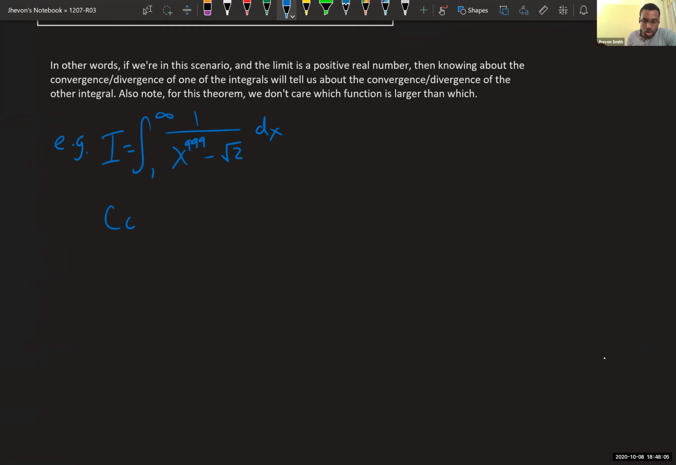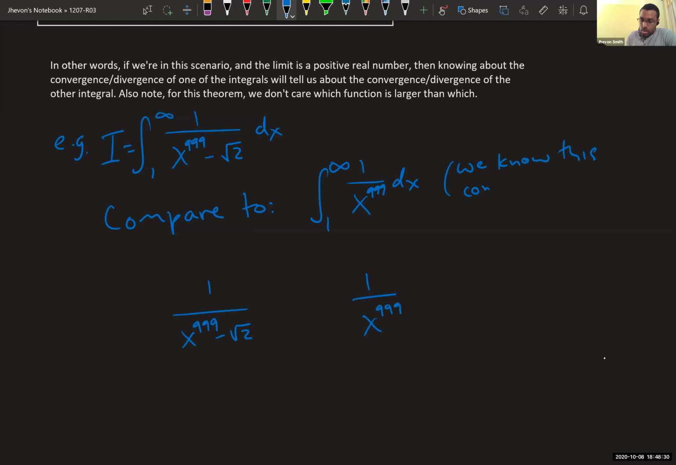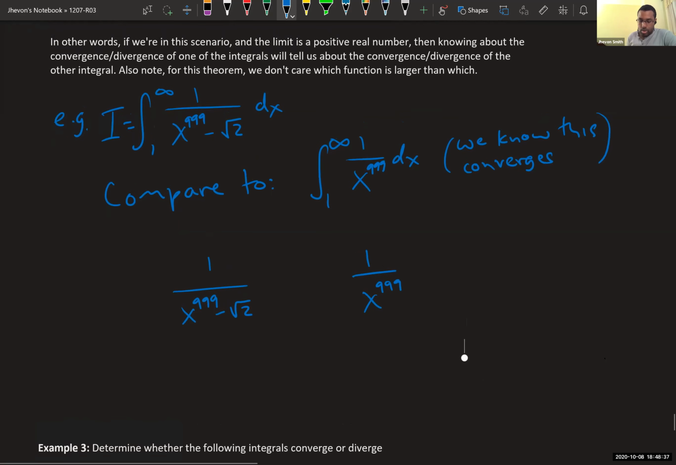What you'd want to do is compare to the integral from 1 to infinity of 1 over x to the 999. Now you start to worry about how these guys relate to each other. We know this converges. How do these two relate to each other? Who's bigger, the guy on the right or the guy on the left?